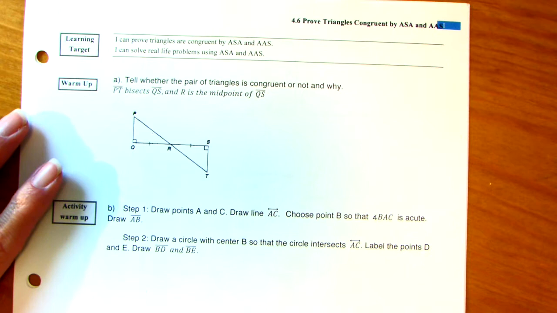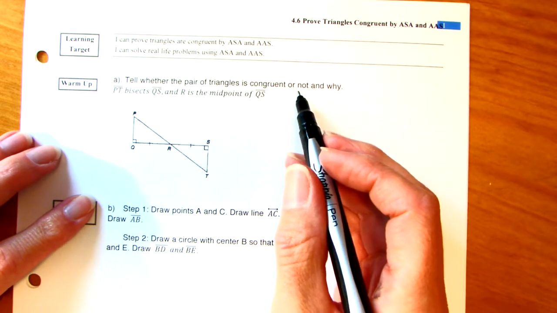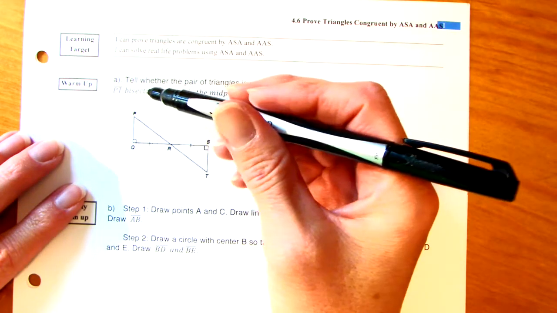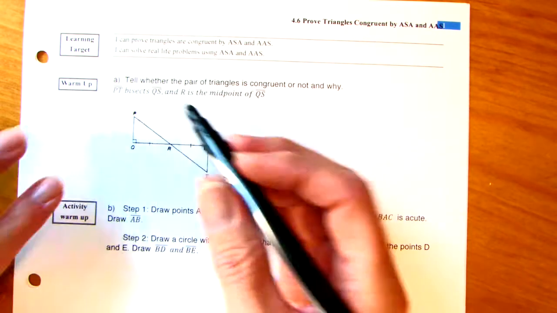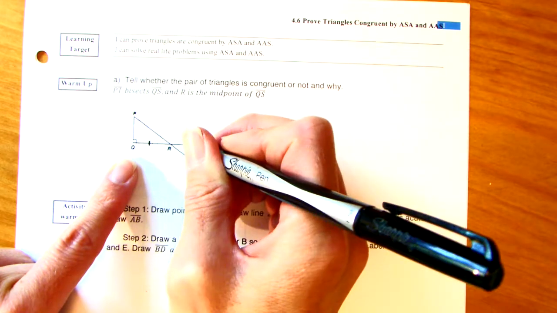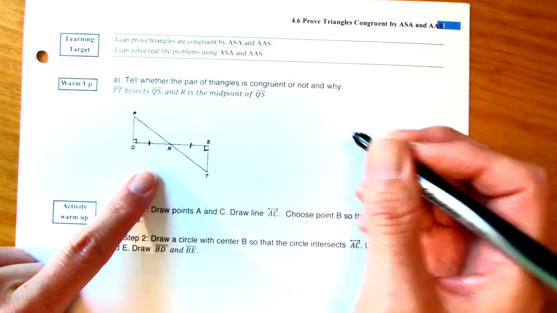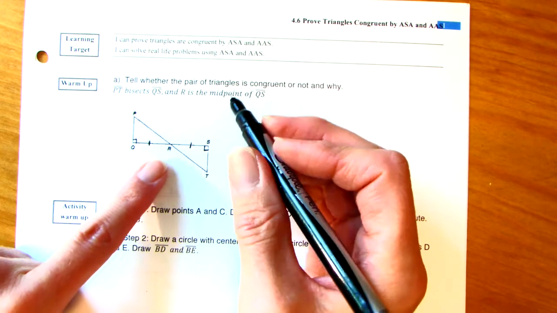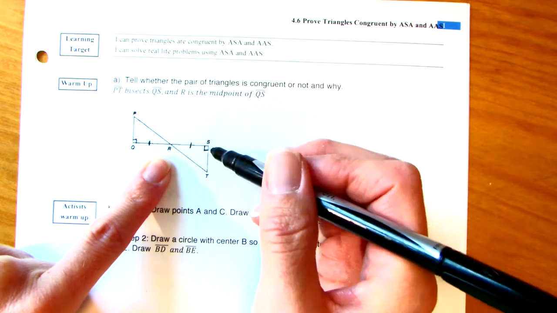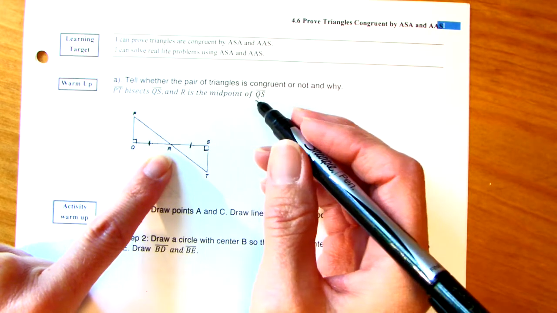So, tell whether the pair of triangles is congruent or not congruent, and why. So first of all, PT bisects QS. Okay, so PT is going to cut QS in half. So that means we have this segment and that segment. Also, this little box tells me I have 2 right triangles. And R is the midpoint of QS. I just said that. PT bisects QS and R is the midpoint of QS. Alright, I guess you don't need that extra statement.